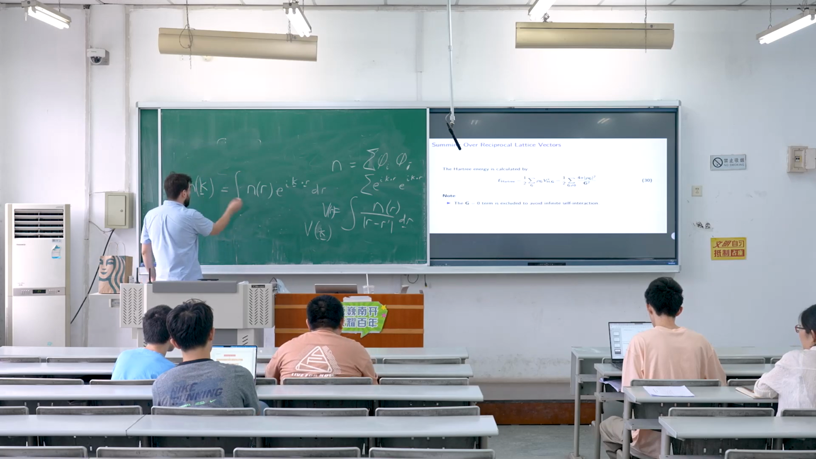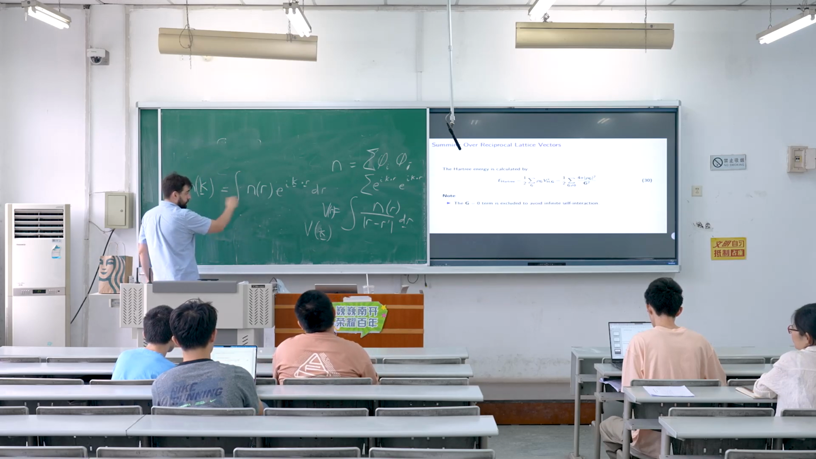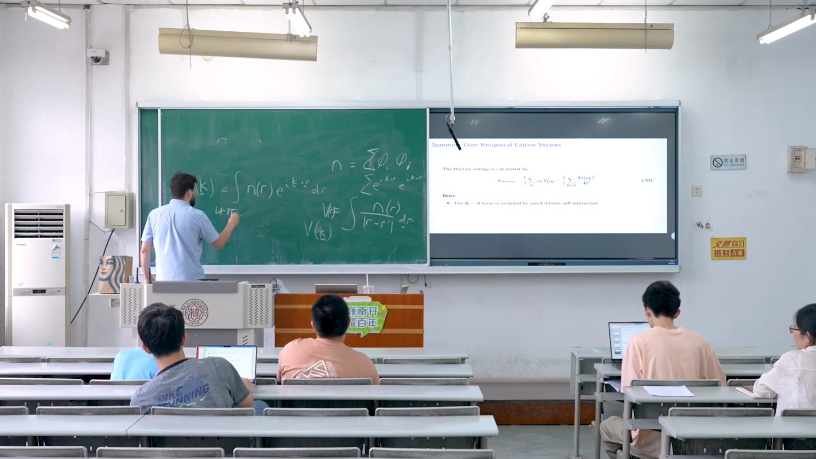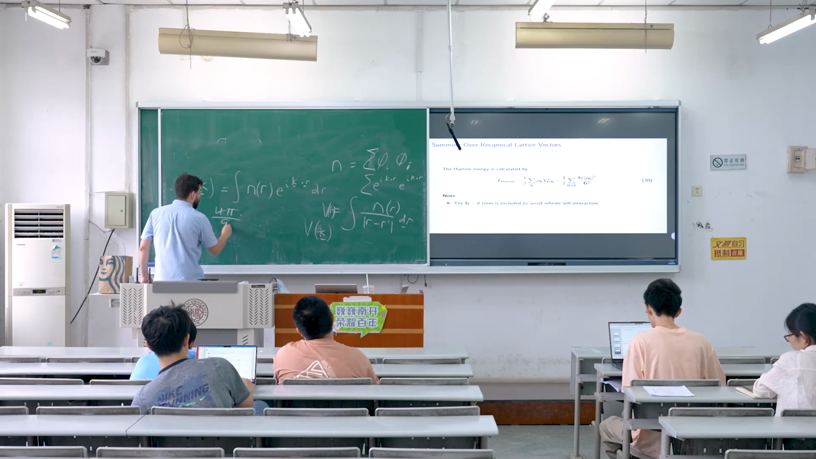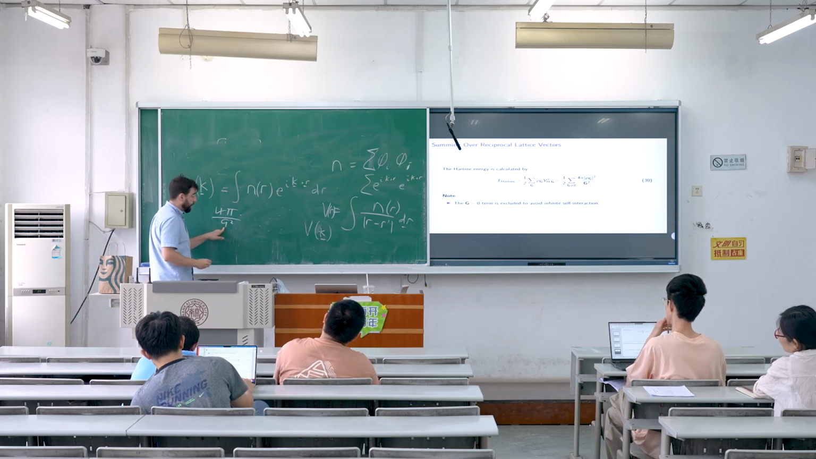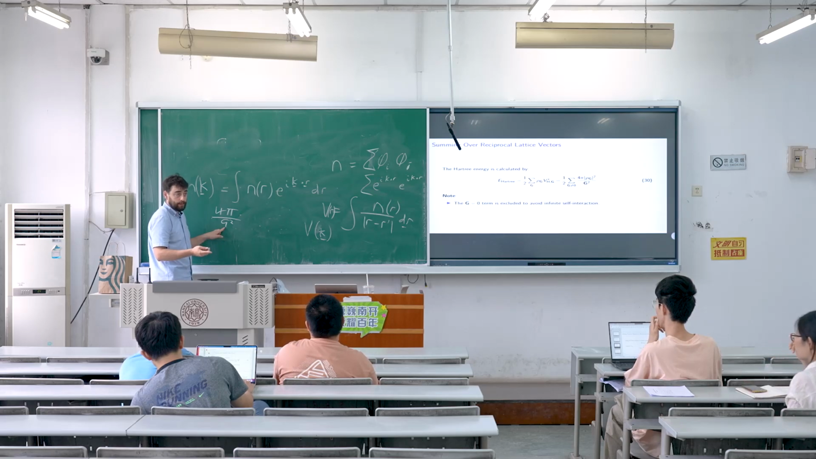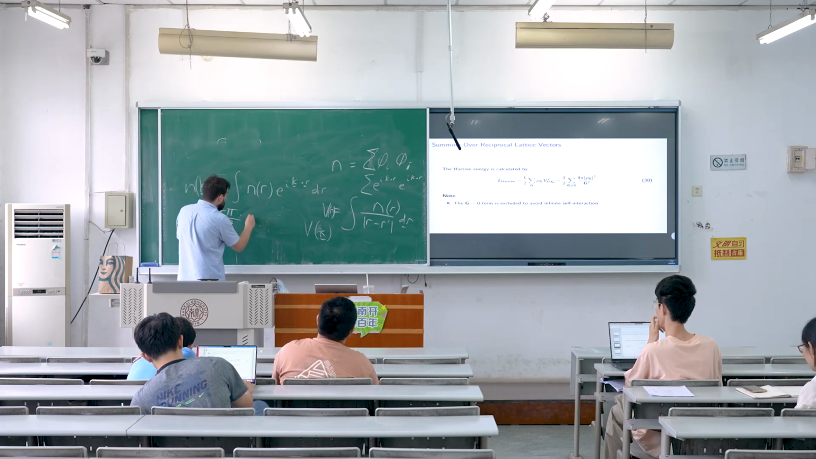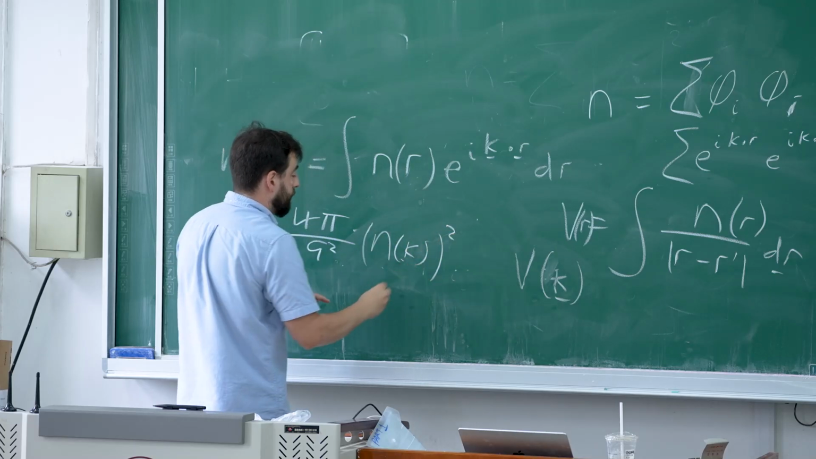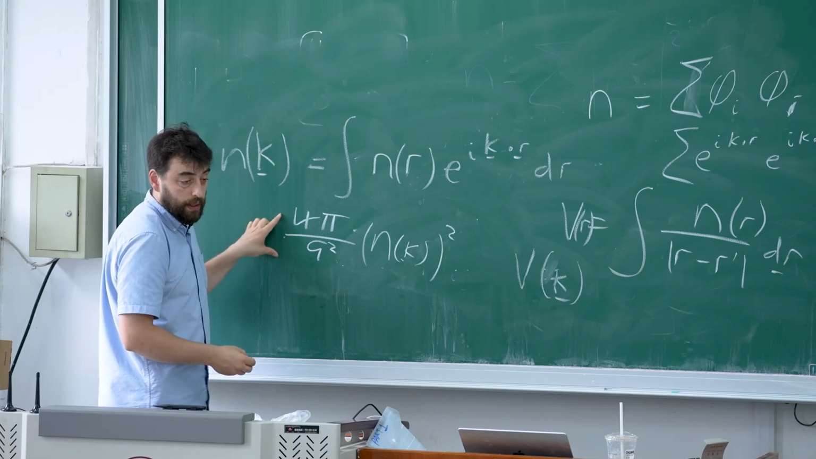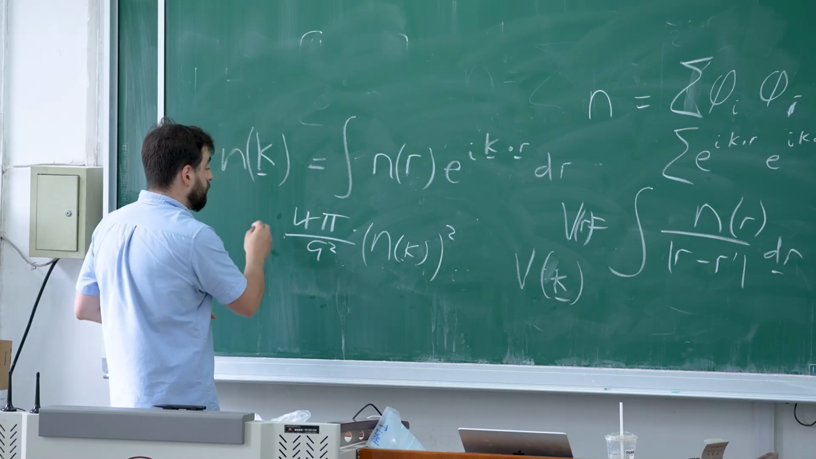Right. So once we Fourier transform this expression, that's step one. The next step is to take 4 pi over g squared. So g squared is just the squared magnitude of the plane wave in the basis, times the density in reciprocal space squared, right? If we take that expression and sum over G.